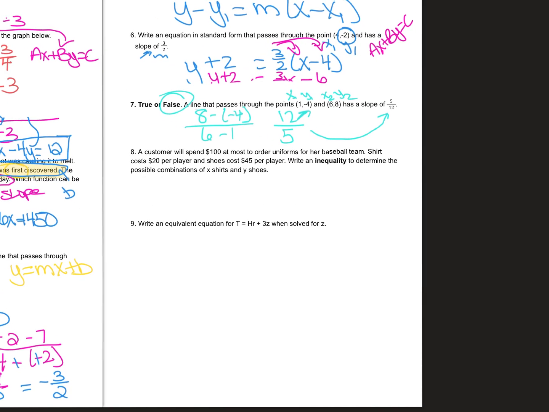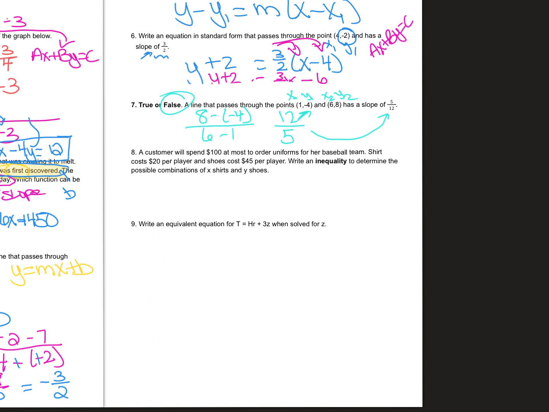Now let's take a look at number 8. Another application problem. So we have a customer who will spend $100 at most to order uniforms. That phrase "at most," before I even go any further, already tells me that we're going to be looking at some sort of inequality. So shirts cost $20 per player. Shoes cost $45. And right there it is, write an inequality to determine the possible combinations of x shirts and y shoes. Well, in here, they have already detailed for us what the variables represent.